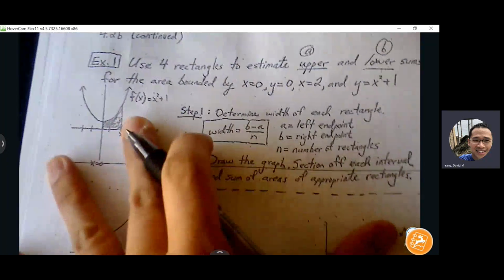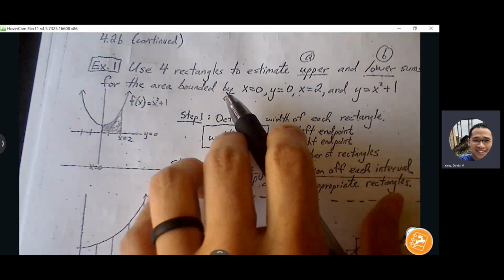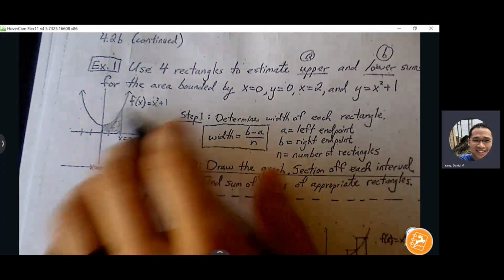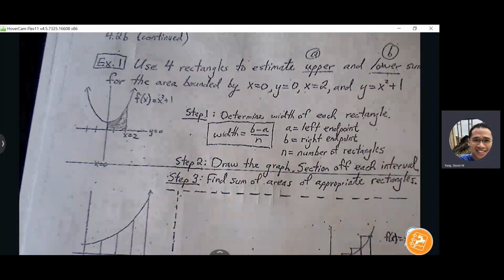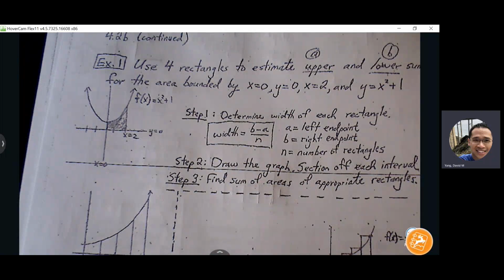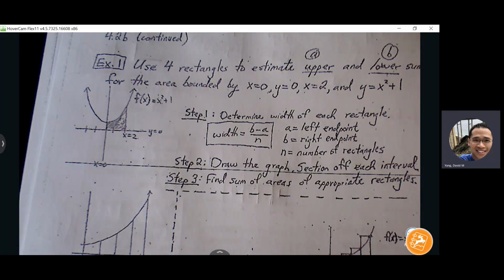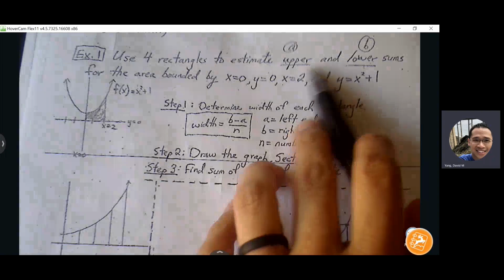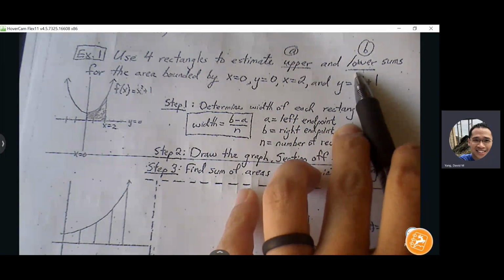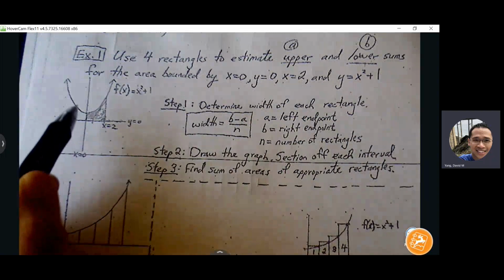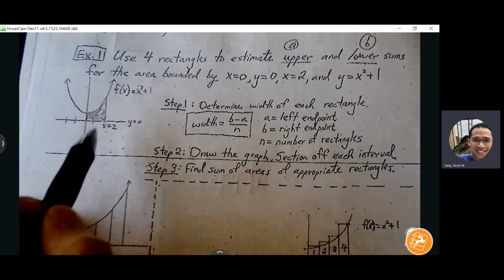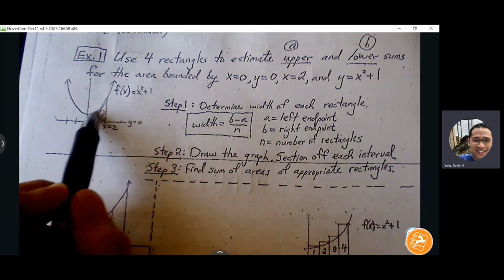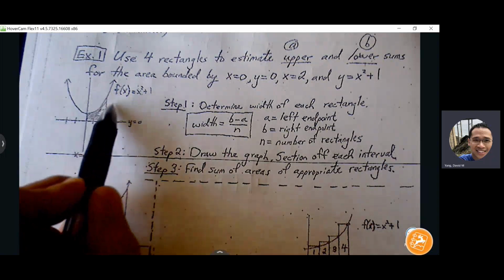Okay, so now we're going to start from scratch, and we're going to actually find the upper and lower sums just given the region, and we're going to have to build the width and build the subintervals and find each of the heights. So let's say the problem says use 4 rectangles to find the upper and lower approximations for the area bounded by x equals 0, which is the y-axis, y equals 0, the x-axis, x equals 2, this vertical line here, and the curve y equals x squared plus 1. So it's going to be this little region here in the first quadrant.